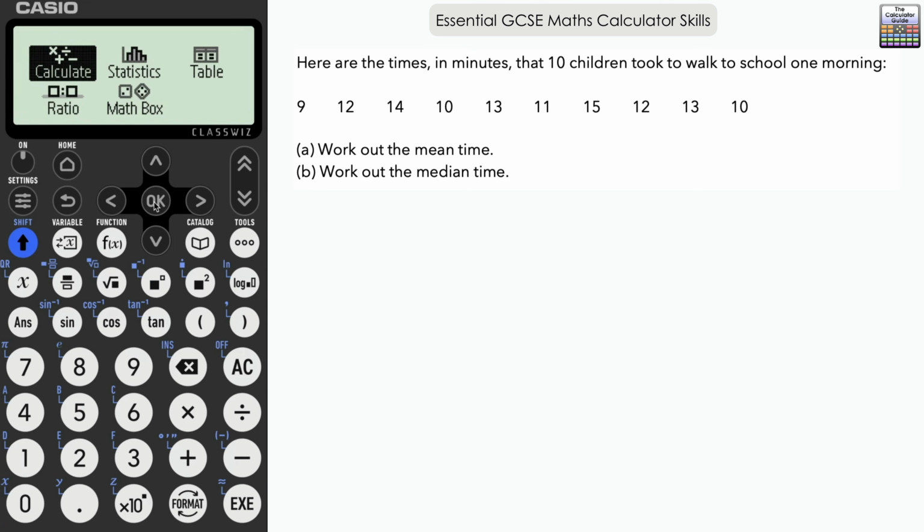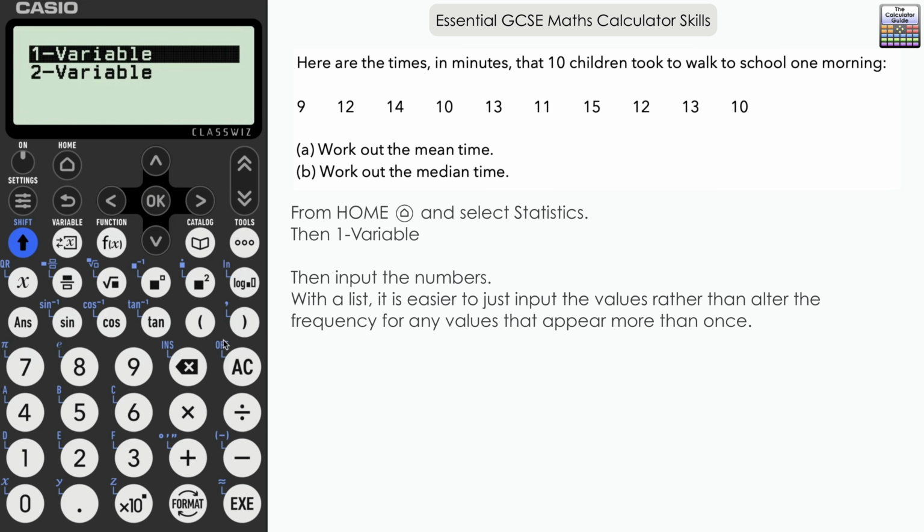Here are the times in 10 minutes that 10 children took to walk to school one morning. Work out the mean time and work out the median time. We're going to use statistics again with this one. That should be able to work out the mean and the median for us. So from the home menu, select statistics. One variable, the only variable we've got, is the time that children took to walk to school.